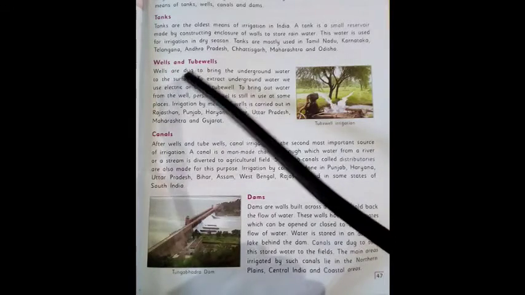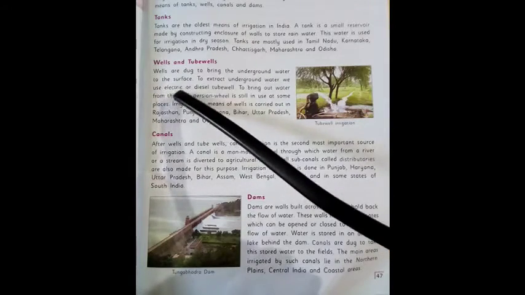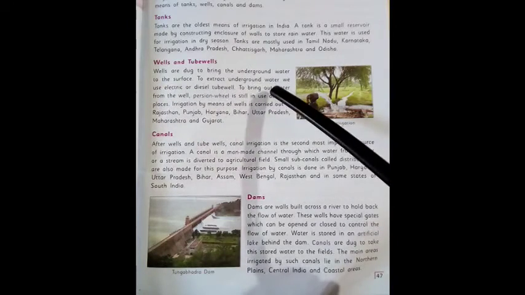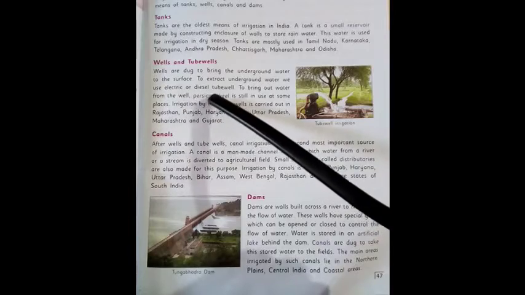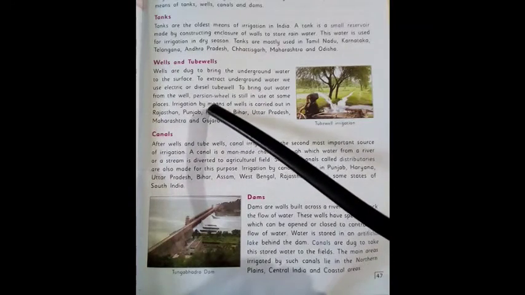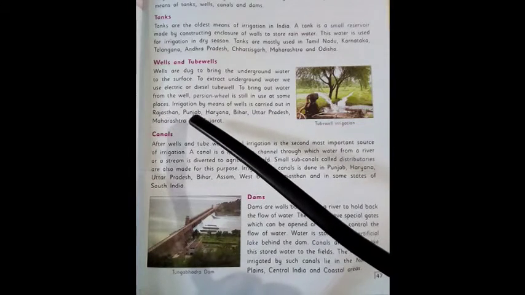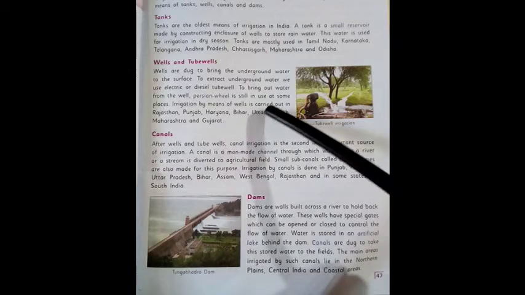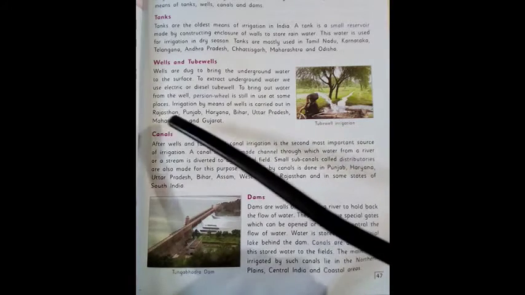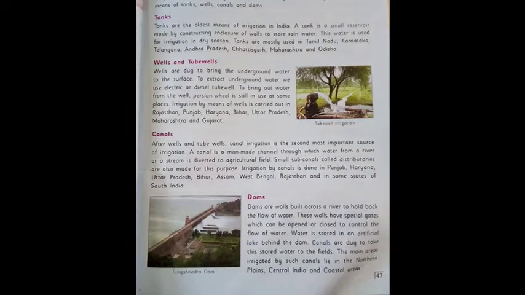Wells and tube wells. Wells are dug to bring the underground water to the surface. To extract underground water, we use electric or diesel tube wells. To bring out water from the well, the Persian wheel is still in use at some places. Irrigation by means of wells is carried out in Rajasthan, Punjab, Haryana, Bihar, Uttar Pradesh, Maharashtra, and Gujarat.